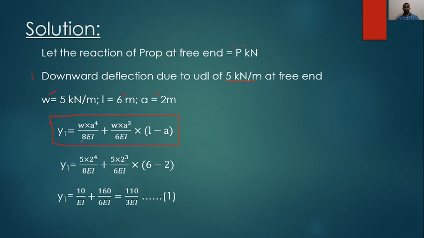Here we'll substitute the values. UDL magnitude is 5, a is 2, similarly L is 6 and a is 2. You can substitute all these values and simplify. Finally it is 110 by 3EI. Let us say this is 1.